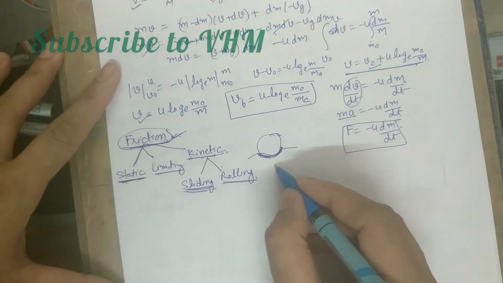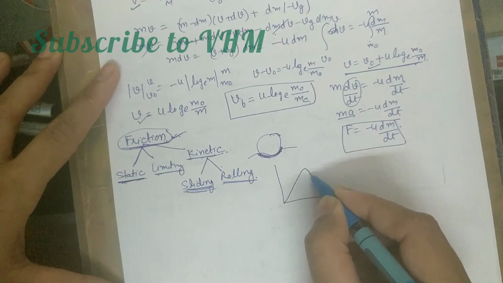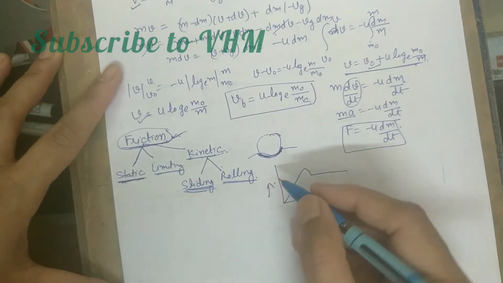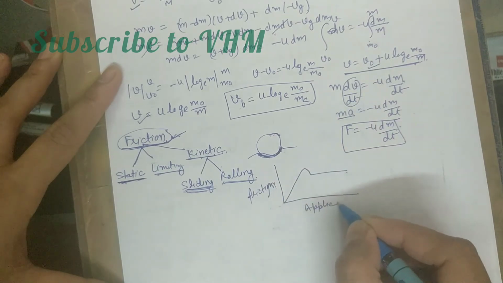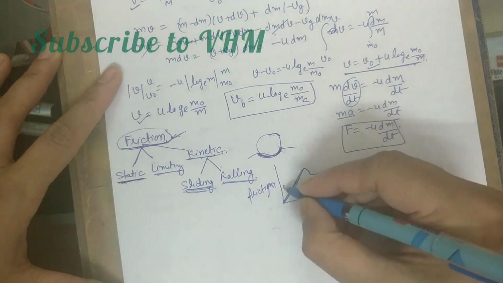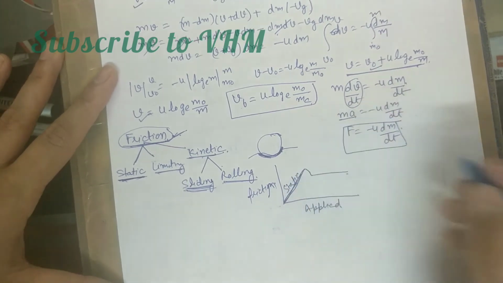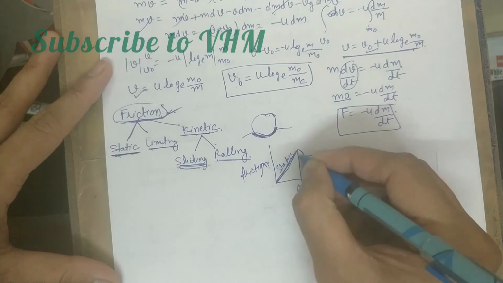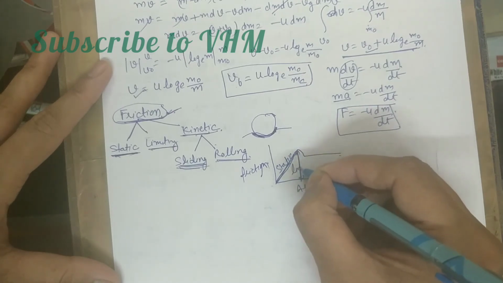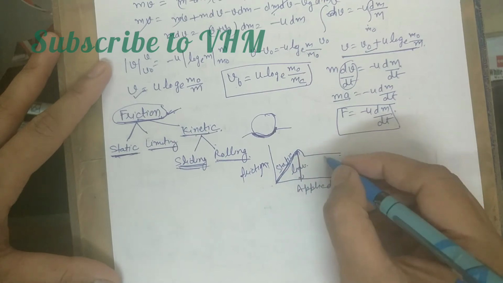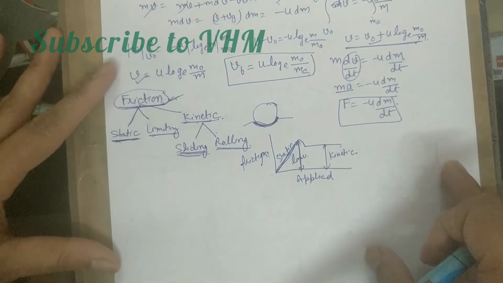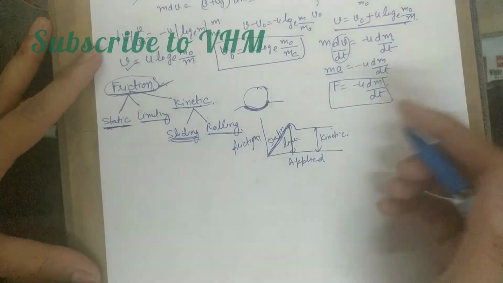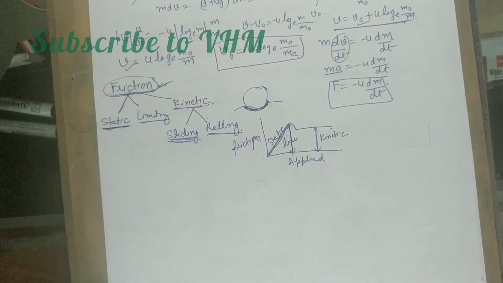And if we draw this graph, this is the friction force, and this is the applied force. Then this is static friction, which adjusts itself with the applied force. The maximum value of static friction is called limiting friction, when the body is at the verge of moving, and this is called kinetic friction, because when the actual motion has started, work has to be done to maintain that motion, because kinetic friction is present there.